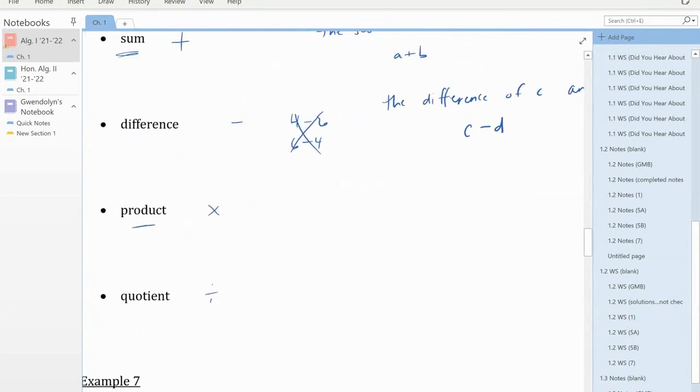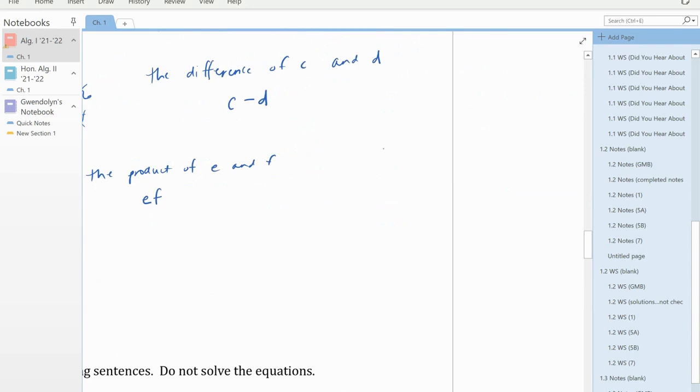Okay, so the product of E and F would just be E times F. Now think about this, E times F, I don't need to put a symbol in between them because those are both variables. If you stick two variables right next to each other, you're telling me to multiply.